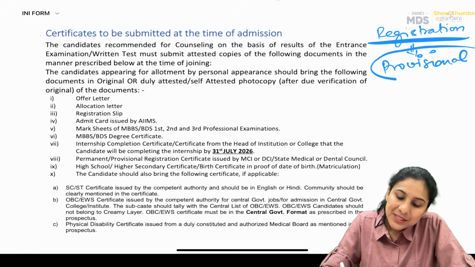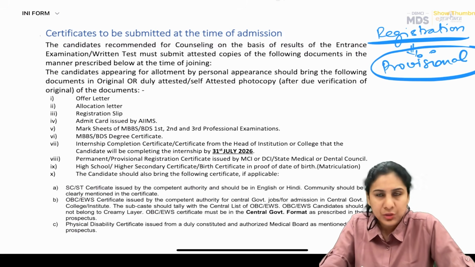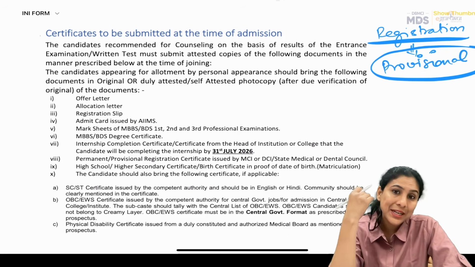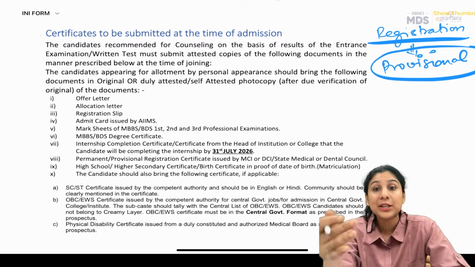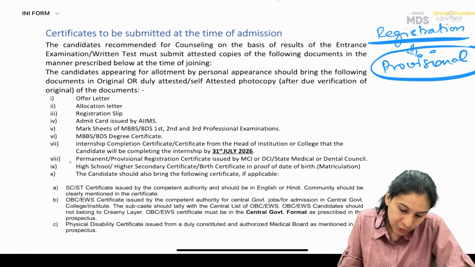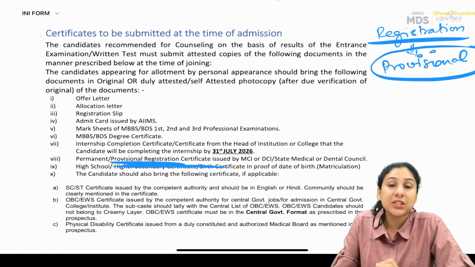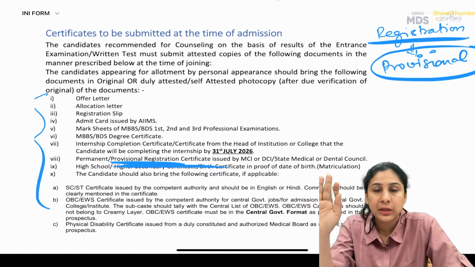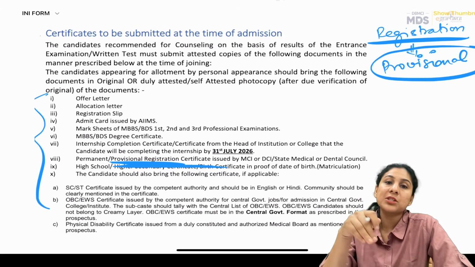Your provisional registration will be valid now also. You have to just put that number there. Even during counseling, if you don't get your final year mark sheet or your degree, your provisional registration certificate is there, even in counseling. So all these documents will be required during counseling. Nobody is asking you to upload these documents now.